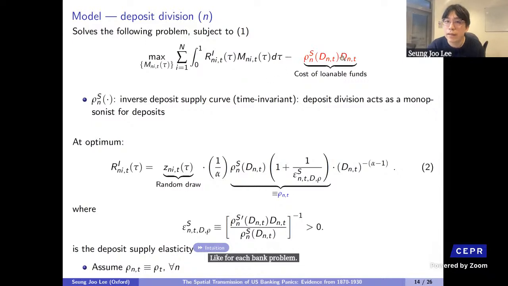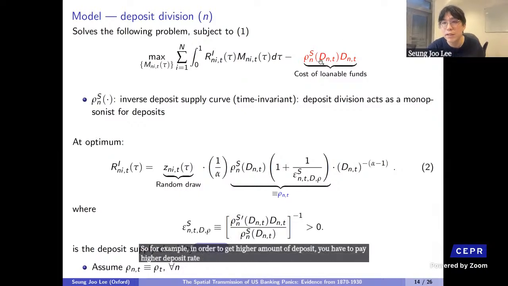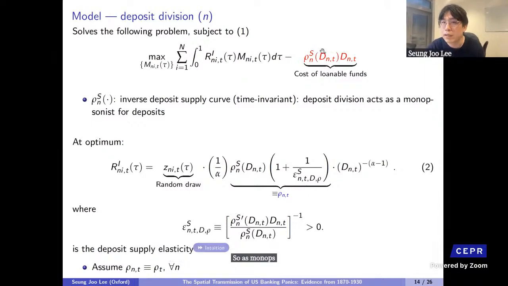So you get D and T, okay? But in order to get D and T, you have to pay some deposit rate, which is an inverse deposit supply curve. For example, in order to get a higher amount of deposit, you have to pay a higher deposit rate, because depositors have their supply curve of deposit, right? So as monopsonists, you have to respect this deposit curve. Okay, and then you can solve this problem. In the interest of time, let's move faster.